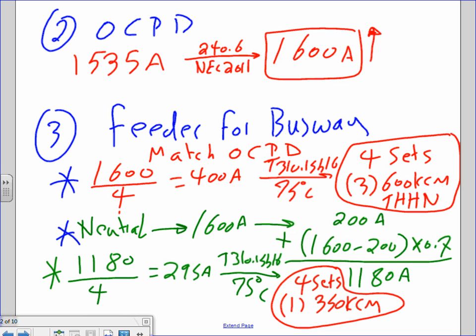The beauty of the 3-phase system is getting rid of the neutral for 3-phase loads. Cool? Everybody's good? Move on? Yes, no?